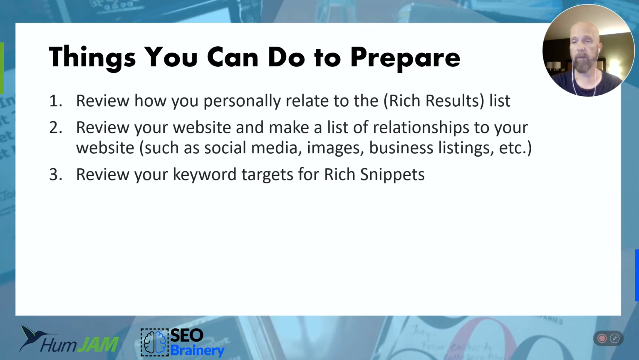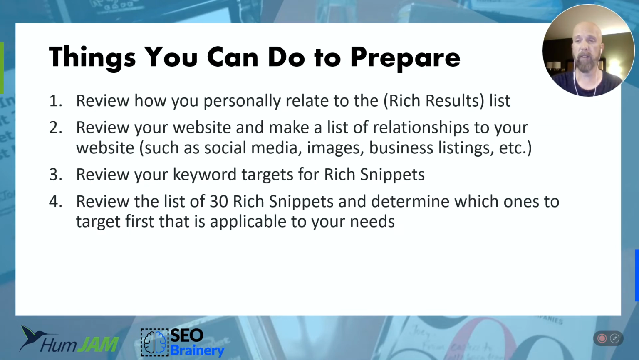Review your keyword targets for rich snippets, meaning if you're wanting to be a knowledge graph for, say, the joy of baking, review your keyword targets and then do some competitor analysis to see what's showing up as far as rich snippets that you can target. And review that list. Right now there's 30, there could be more, and more are coming on board. So go review those and see which ones you want to target first, that you can put code on in our next phase.